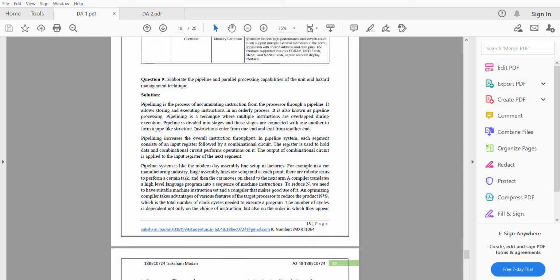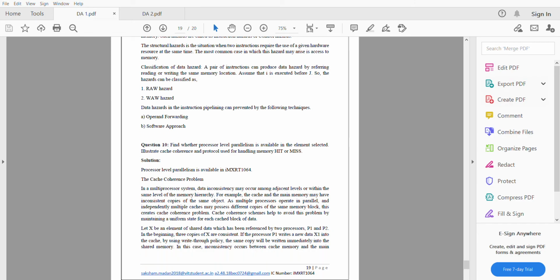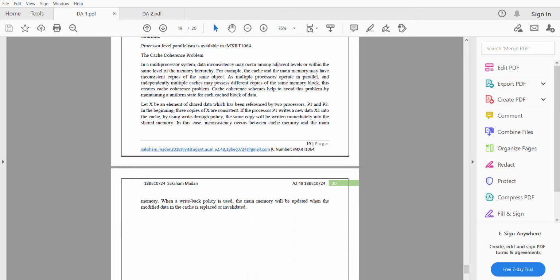Elaborate the pipeline and parallel processing capabilities of the unit and hazard management system. Pipeline is a process of accumulating instructions from the processor through a pipeline. Yes, our processor contains a pipeline, processor level parallelism and pipeline parallelism. Yes, it contains. Hence, now what have we learned?